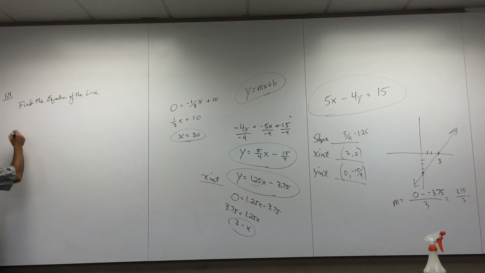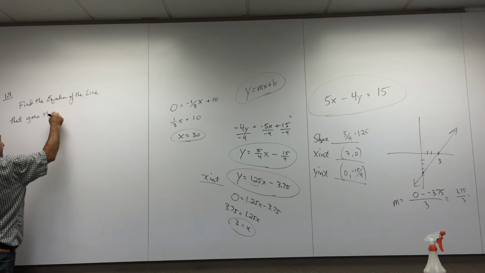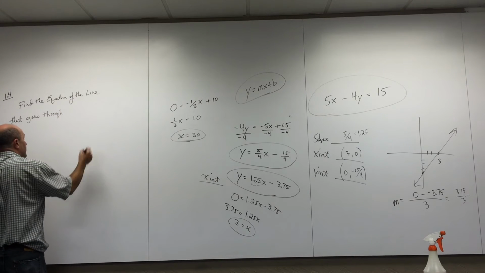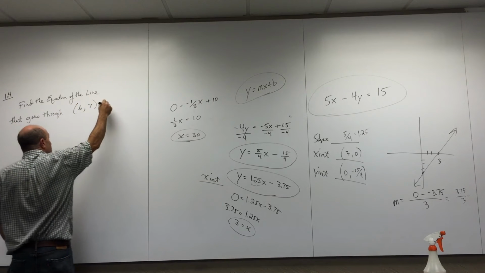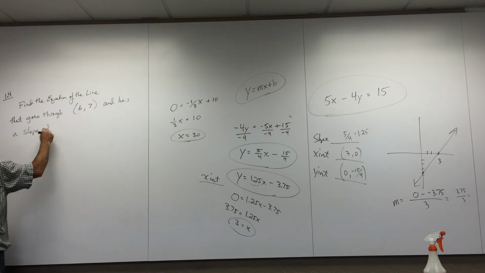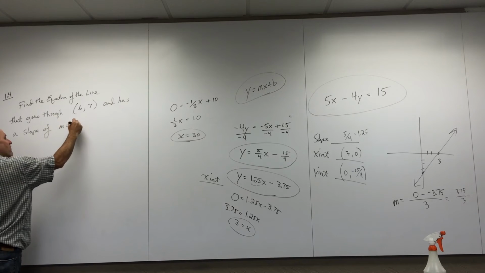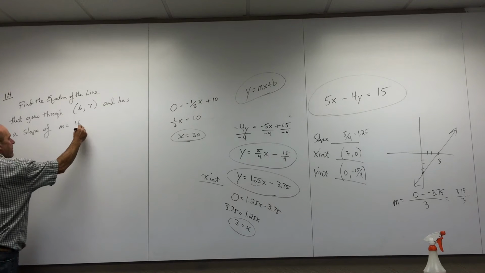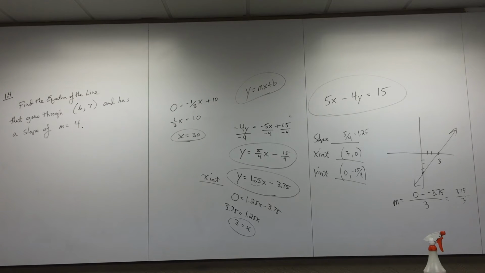So here's a typical problem: a line that goes through the point 6, 7 and has a slope of 4. You may have learned some different skills in the past. I will tell you this. When someone says find the equation of a line, what I need is a point and a slope. Did they give me a point and a slope? Yeah. Well, then I'm ready to go.